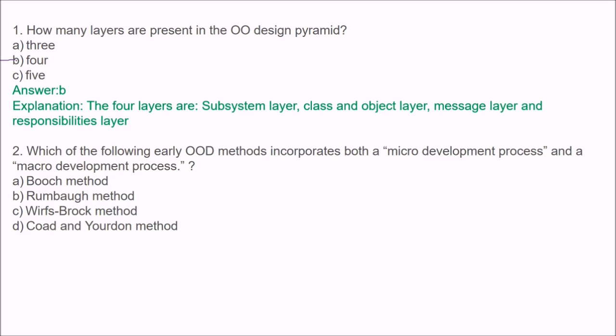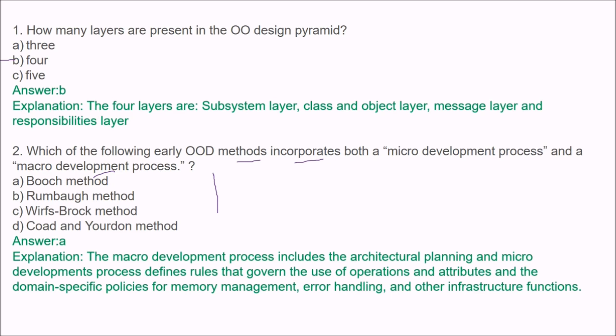Next question is, which of the following early object-oriented design methods incorporate both a micro development process and a macro development process? Micro as well as macro. These are 4 options. The answer is A, Booch method. The macro development process includes the architectural planning, and a micro development process defines the rules that govern the use of operations and attributes, and the domain-specific policies of memory management, error handling, and other infrastructure functions. Booch method.